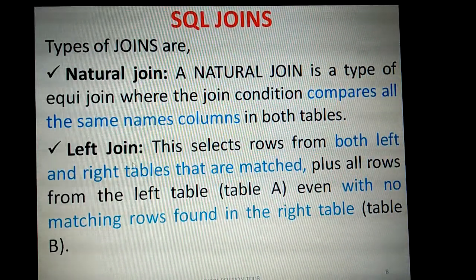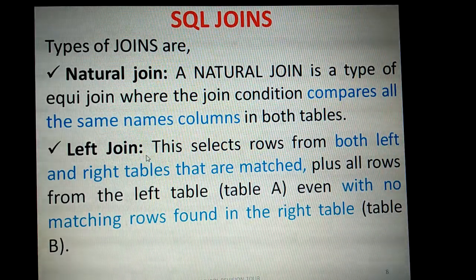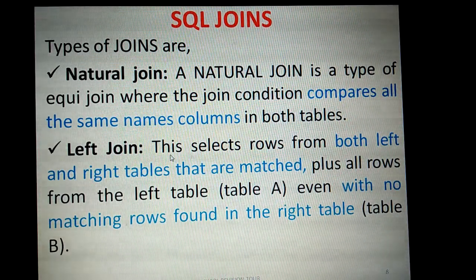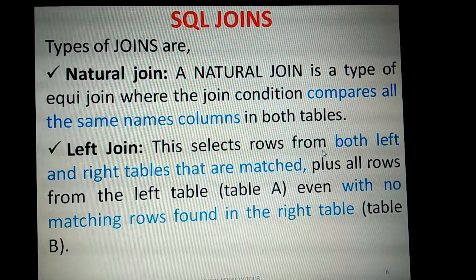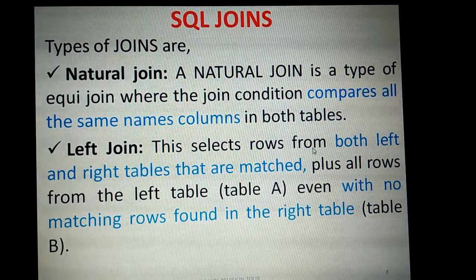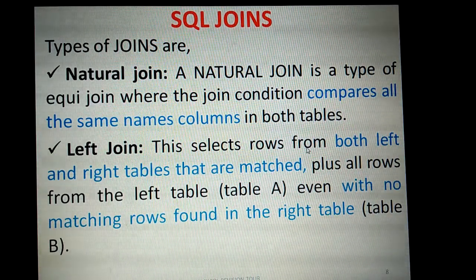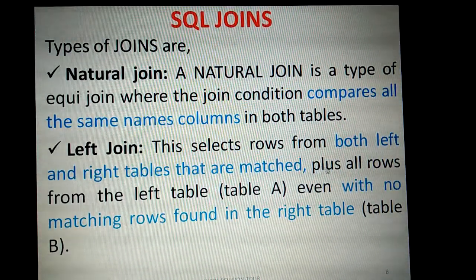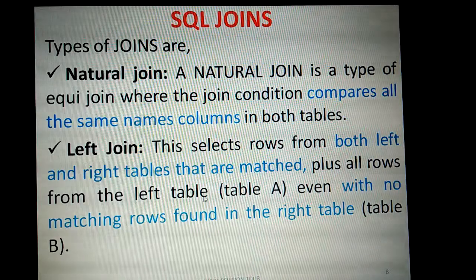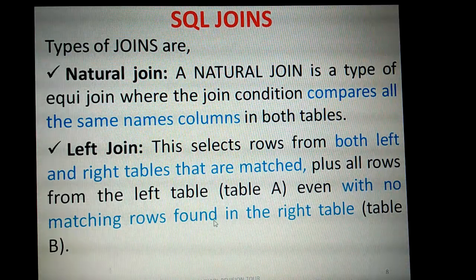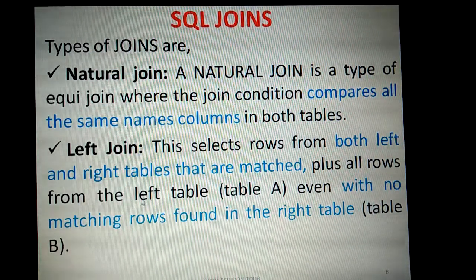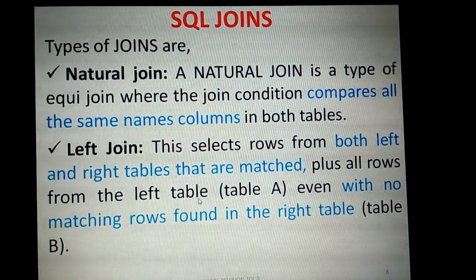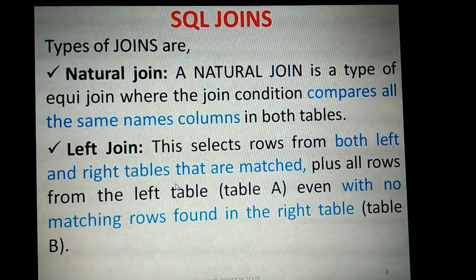Next is left join, and another join we have is right join. So this selects rows from both the left and right tables that are matched. Both left and right tables that are matched, those rows alone are going to be selected here. Along with that, all the rows from the left table, even with no matching rows found in the right table. Even if no matching rows are found for the left table, those are also going to be returned as the answer in the left join.